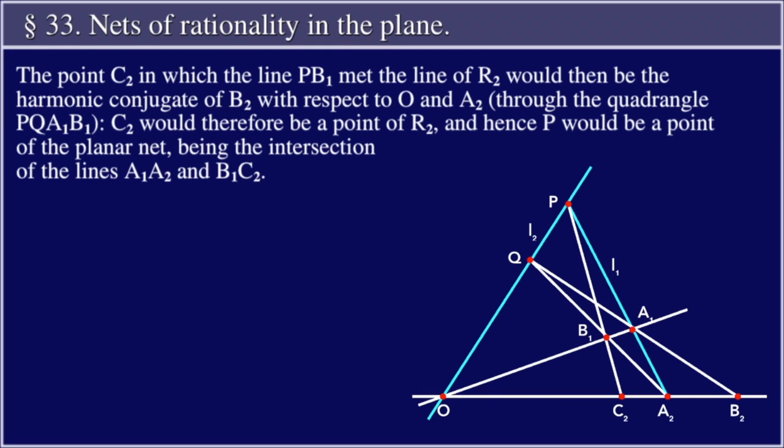The point C2 in which the line PB1 met the line R2 would then be the harmonic conjugate of B2 with respect to O and A2 through the quadrangle PQA1B2. C2 would therefore be a point of R2, and hence P would be a point of the planar net, being the intersection of the lines A1A2 and B1C2.